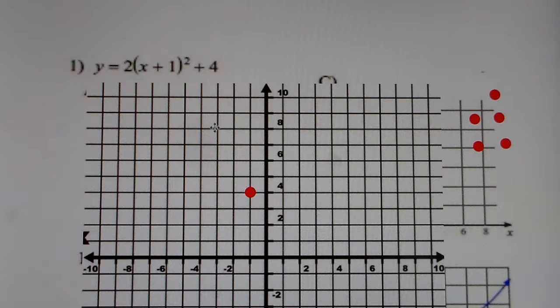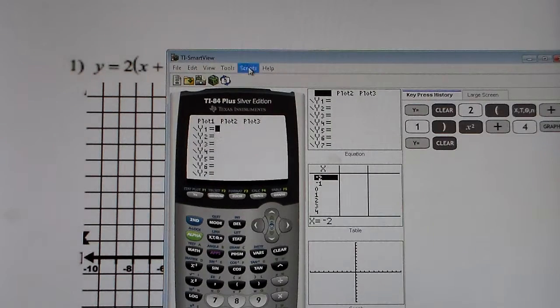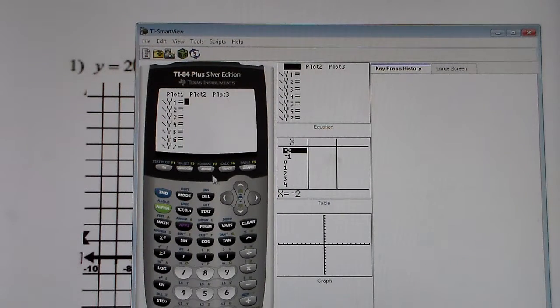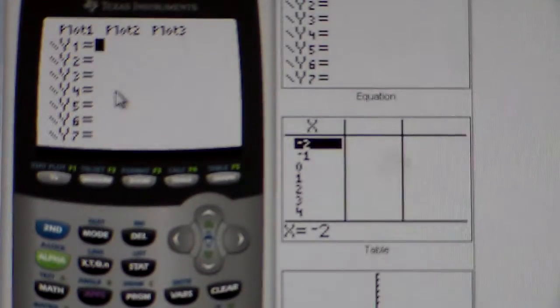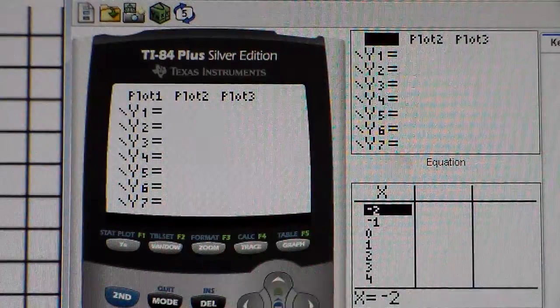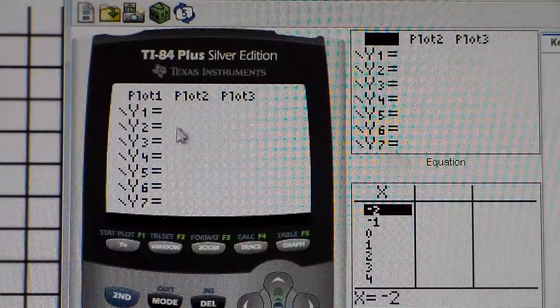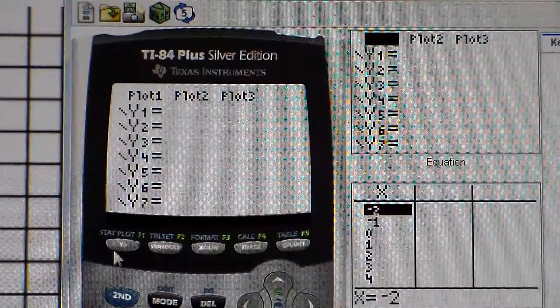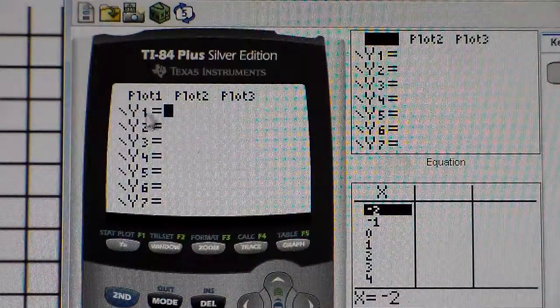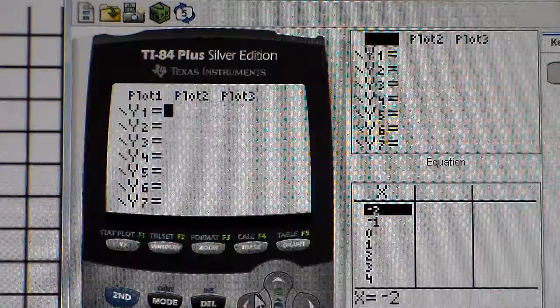To find the rest of the points, we could just put this equation into the graphing calculator. So we take out our graphing calculator. We'll zoom in here. Now in this graphing calculator is a whole bunch of y equals. How I got to that screen is that I just hit the y equals button in the top left-hand corner. That brings up this screen.